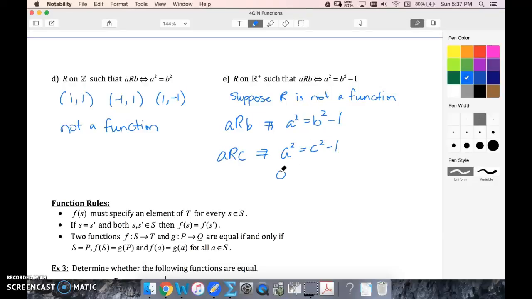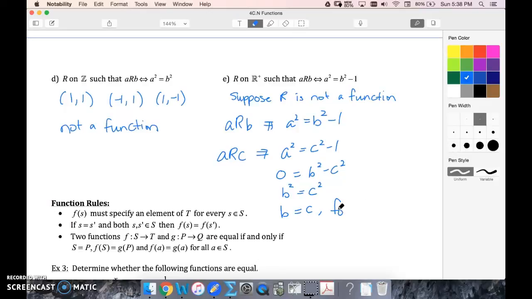Putting this together, 0 is B squared minus C squared. This implies, of course, that B squared equals C squared. And B is equal to C, since we're looking on positive reals. So now we don't have negatives. But if B is equal to C, that means for each A, we have only one output.